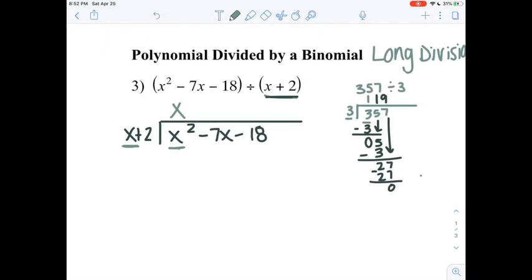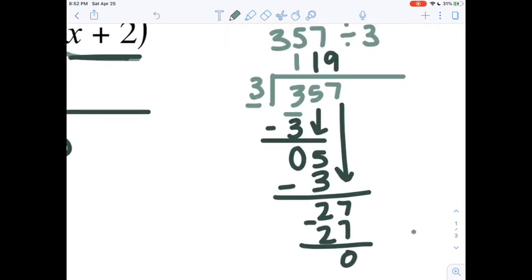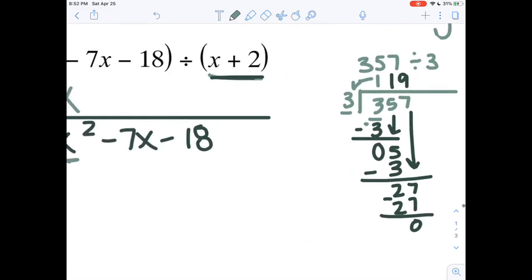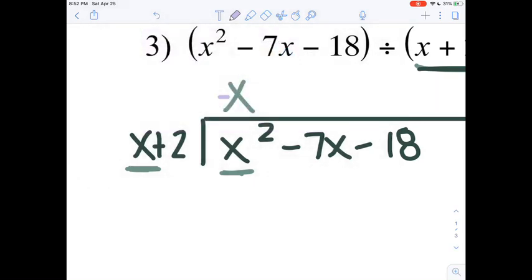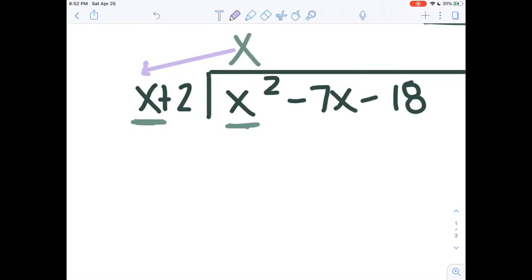Just like I did over here, I figured out 3 goes into 3 one time. I did 1 times 3 to get 3 right here. I'm going to do the same thing. I need to multiply x times what I'm dividing by to figure out what goes below. So x times x, that's x squared, and then I'm going to do x times 2, that's 2x.